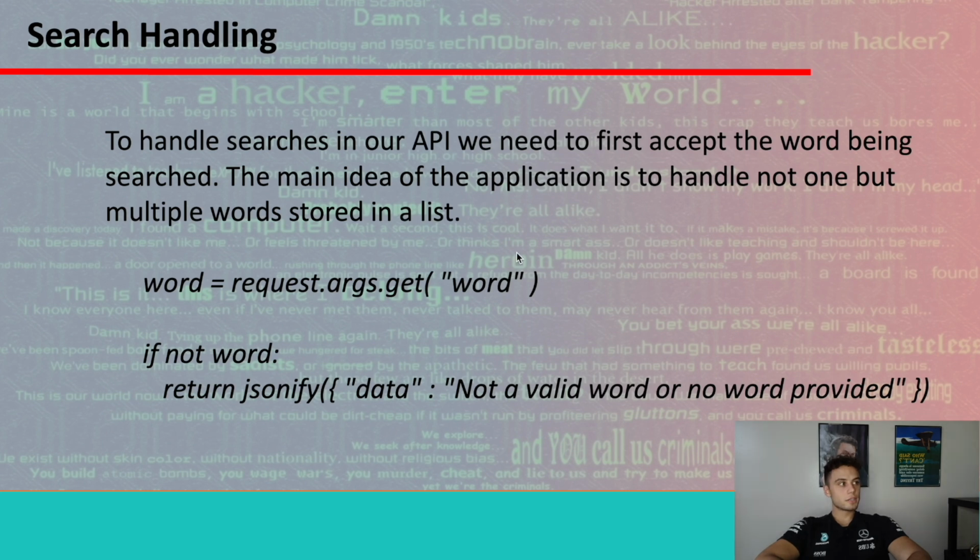So to build a logic that handles a simple word, we can simply do word equals request.args.get and then the word. Then what we would like to do is to build a simple check where we will see if some value has been assigned to word, and if no value has been assigned, or if a value that is not acceptable has been assigned, we will say that there is no valid word or no word provided.